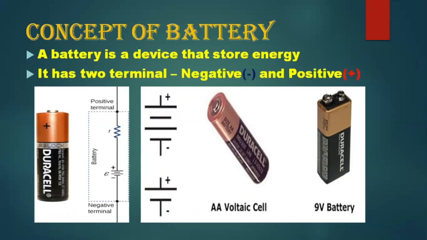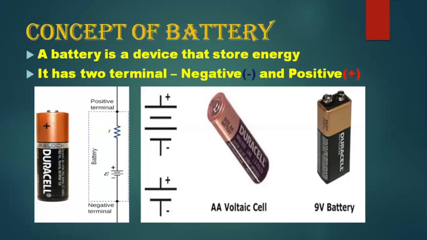Now when we combine two or more cells together, it will form a battery. On the slide you can see a double A voltaic cell and a 9-volt battery. So the basic difference between the cell and battery is a cell is single and a battery is a combination of cells.